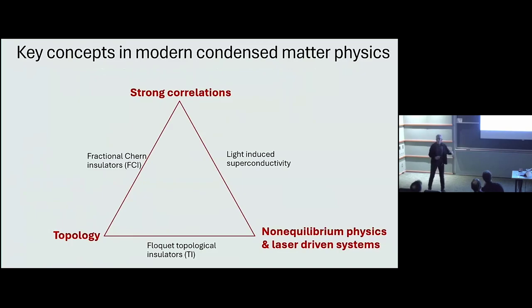All right, so I thought I will keep the introduction short. I thought I'd present a golden braid for modern condensed matter physics. The topics of interest that we also covered here definitely include strong correlations, topology, and as we just heard from Sebastian, non-equilibrium physics and laser-driven systems. And we heard about phenomena that connect these corners, like fractional Chern insulators, light-induced superconductivity, light-induced ferromagnetism, as well as Floquet topological insulators on this side.